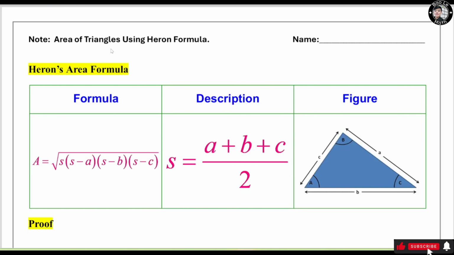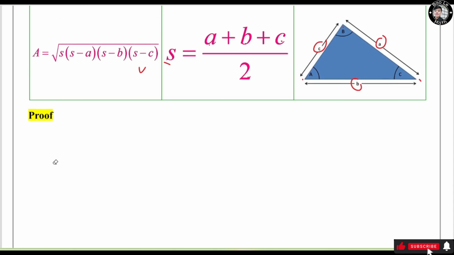Hello everyone, in this video we will learn how to find the area of triangles using Heron's formula. The formula is the square root of s times (s minus a) times (s minus b) times (s minus c), where s is the semi-perimeter of the triangle ABC, which is (a plus b plus c) divided by 2. Now let's prove this formula.